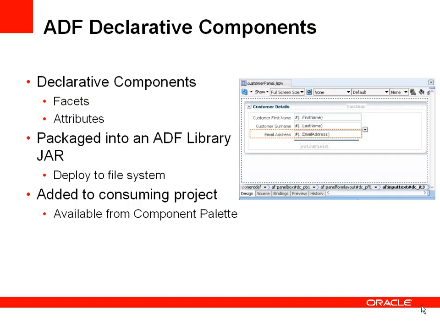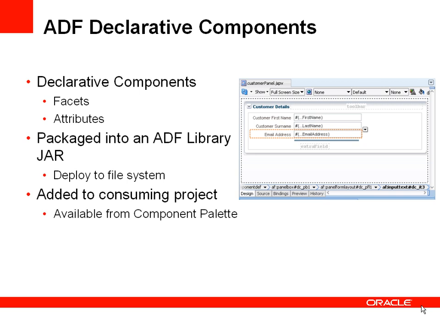So let's look at ADF declarative components. As we mentioned earlier, declarative components are a way of building composite components based on simple components like a panel box or a text field, and building that together to be one standalone composite component. So the example we have on the screenshot here is you may decide that in your application you're often editing customer details, and this appears on maybe lots of different screens.